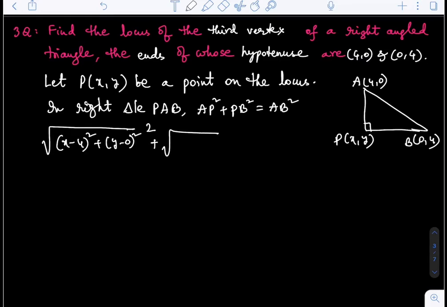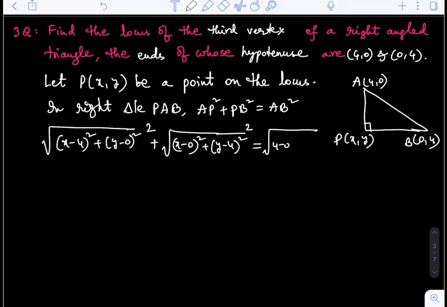Plus under root again PB square. This time PB square. x1 y1, x2 y2. So that we get x minus 0 whole square plus y minus 4 whole square. Okay. Is equal to what? What is AB square here? x1 y1, x2 y2. AB square. Here also square should be kept because PB square should come. AP square, AB square should come.